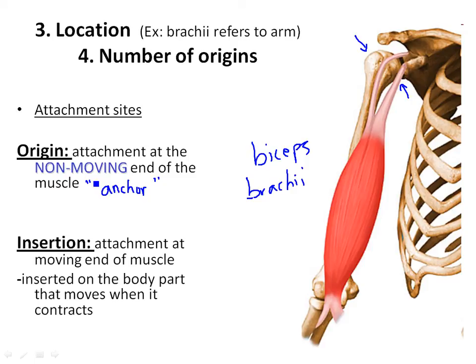So when it does that, this part does not move. When this muscle contracts, it's pulling this bone inward. So this end of the muscle does not move. So we call that the origin, where it starts. Okay? So origin's a really nice way to think of it.